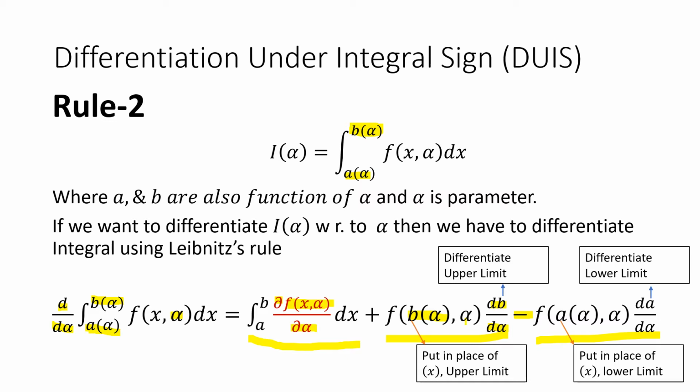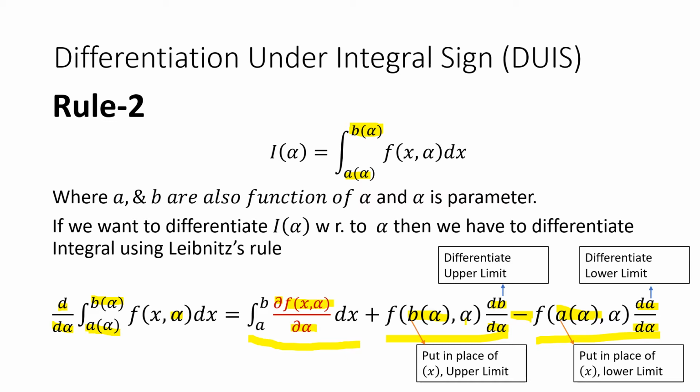Then minus, because the lower limit always comes after a minus sign, so here it is minus. Now instead of x you have to put the lower limit, that is a of alpha, and with this you have to differentiate the lower limit with respect to alpha. So put the lower limit in place of x and then the lower limit differentiation.